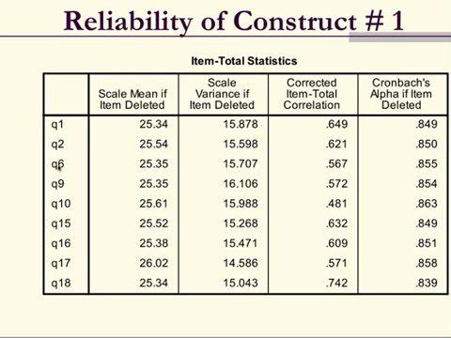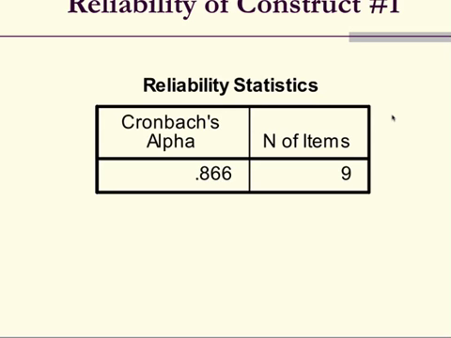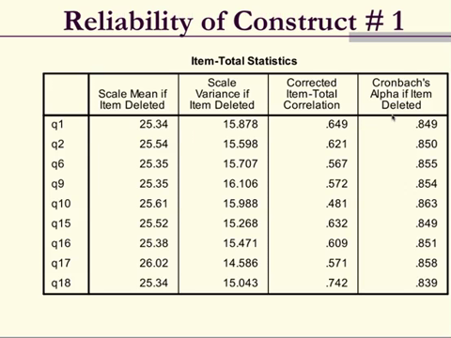These represent the questions. Question 1, question 2, question 6. These are all the questions which correspond to this construct, this subject. If we look at the Cronbach's alpha, this is what happens if we delete this question. So if we take a look back, we have an overall Cronbach's alpha of 0.866 for construct number 1. If we delete question number 1, our Cronbach's alpha, our reliability, actually goes down to 0.849.